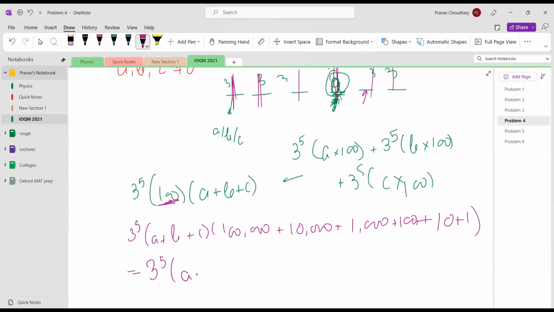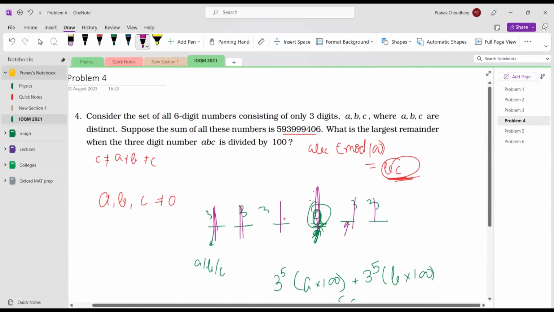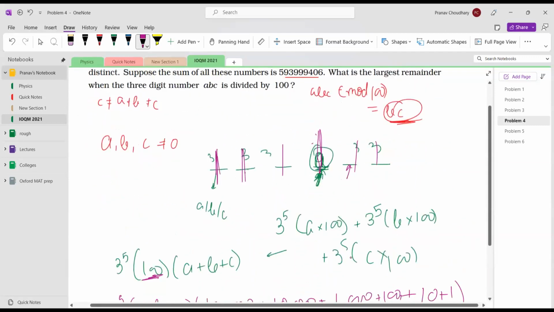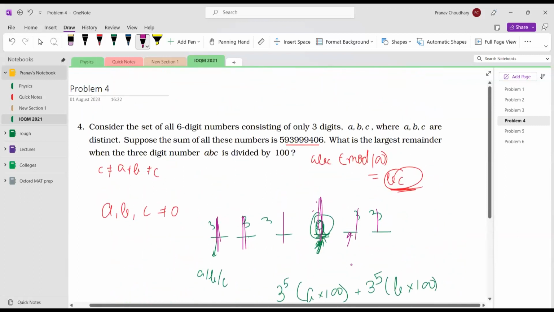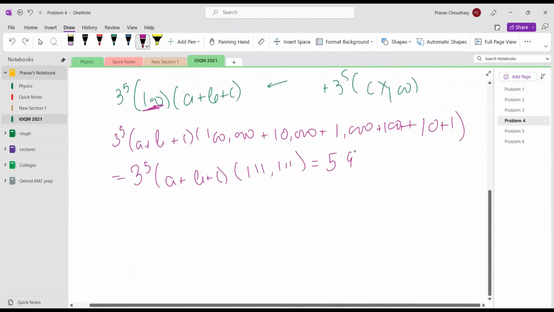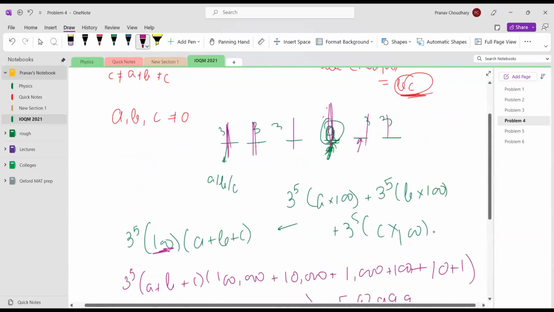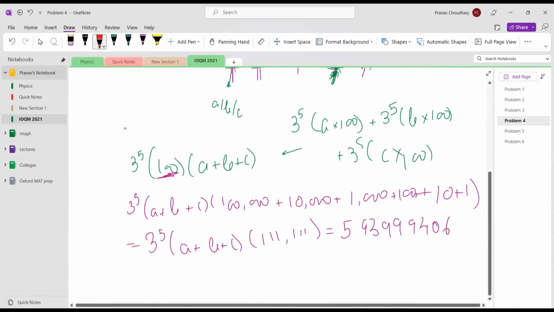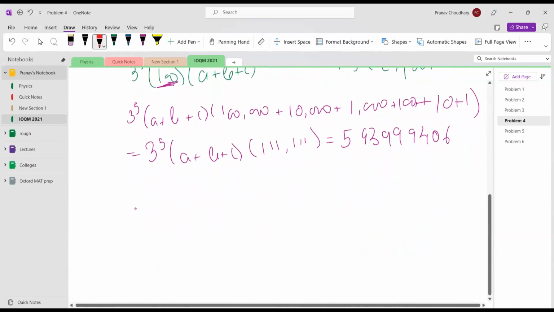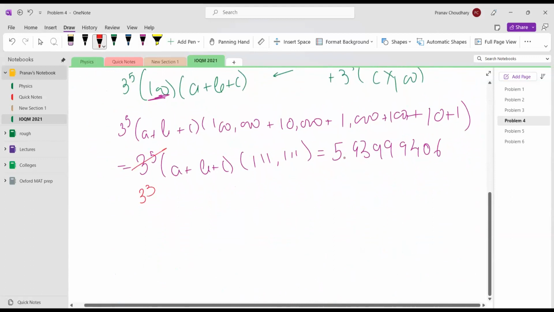Yes, and this is equal to 111111. This is the total sum. And this is equal to this big number, 5,939,999,406. Okay. Calculations should not be hard. So let's cancel by 9.